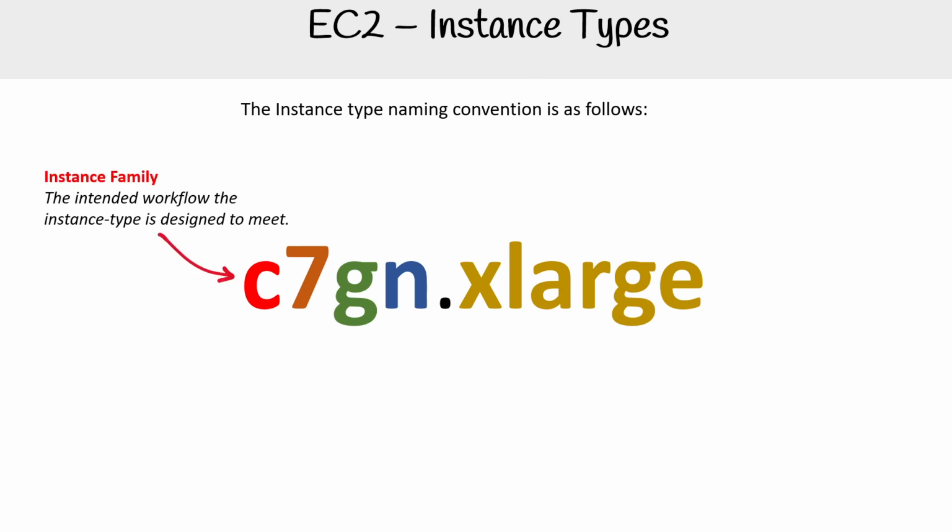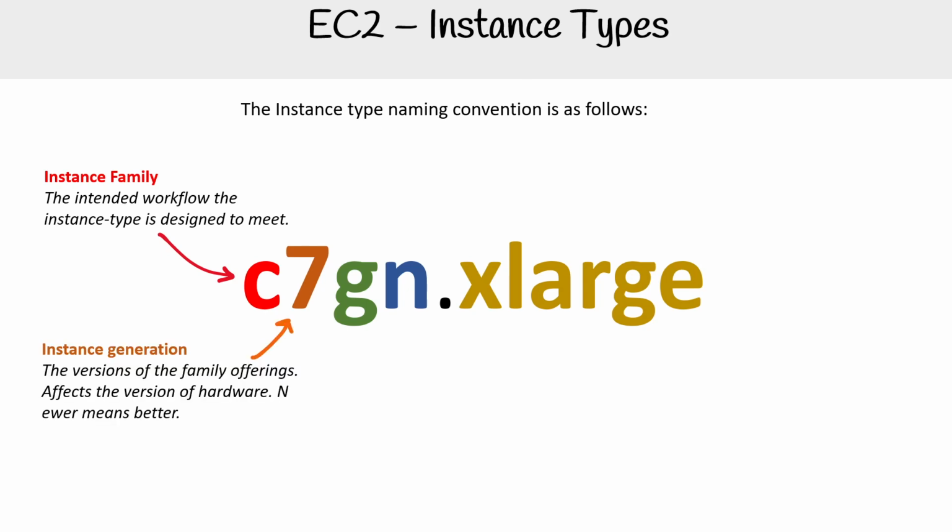The first is the instance family. This is the intended workflow the instance type is designed to meet. And that will always be the first thing. It's basically a letter. The next thing is going to be the instance generation. It's the version of the family offering. It affects the version of the hardware. So newer means better, right? So if you're on version C10, then it's going to be using the latest processors or underlying hardware, or the hardware can just absolutely change between versions. But the idea is that usually the higher the number, the better it is.